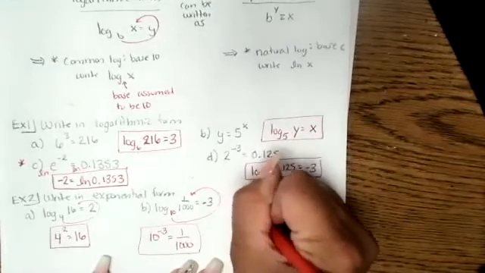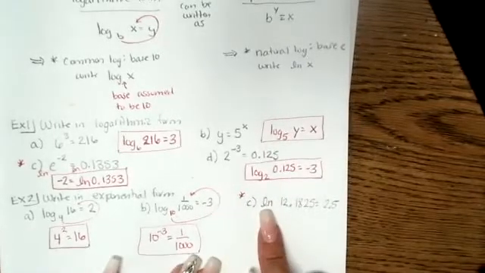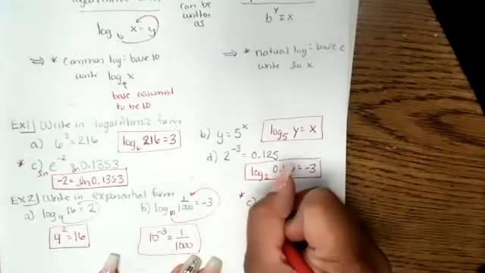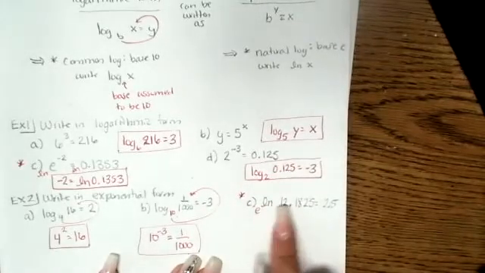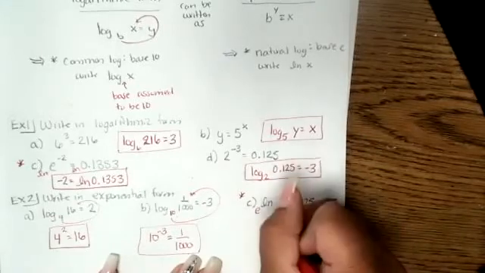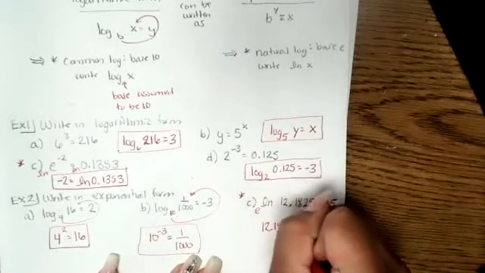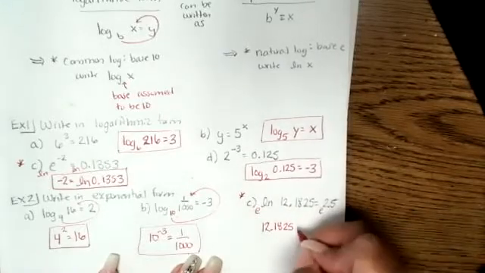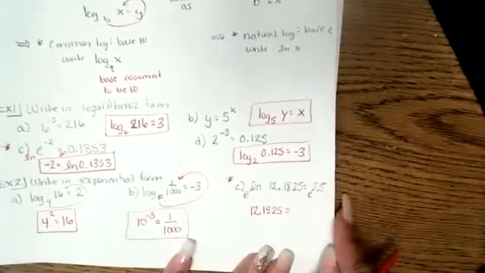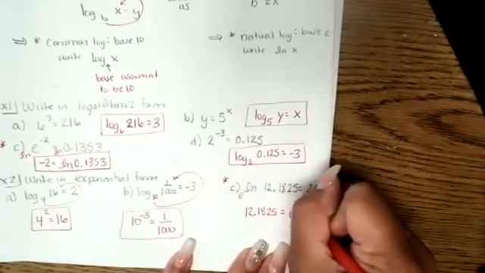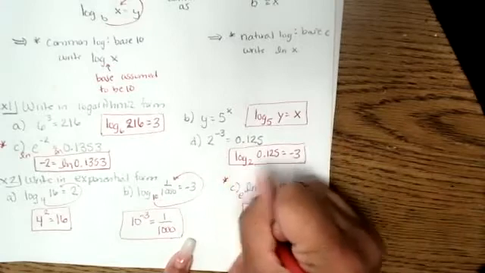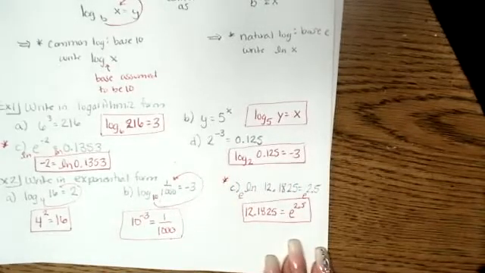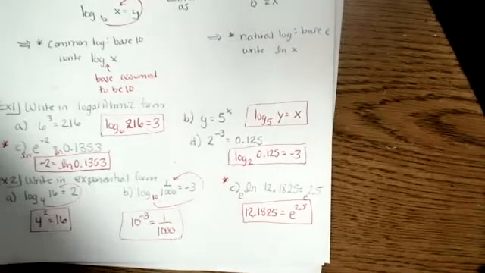On this one, ln, the opposite of ln is going to be e. And e is going to be a base. So it's going to be e raised to that power, which is the ln. So those cancel out, and I'm left with 12.1825. If I take e of the left side, I need to take e on the right side. Now, e is a base, 2.5 is an exponent, so that's going to be e to the 2.5 power. Let's go on to example 3.